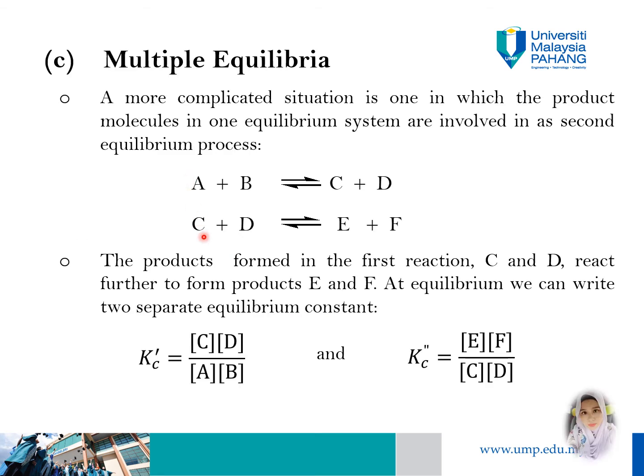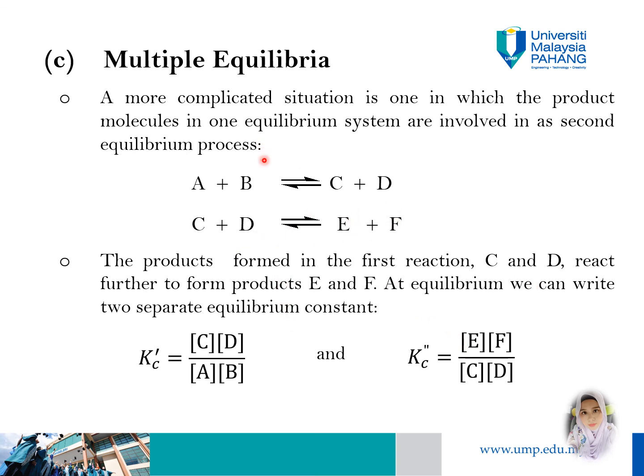Multiple equilibria is a more complicated situation, in which the products of one equilibrium system are involved in a second equilibrium process. For example, the reaction between A and B producing C and D, then C and D producing E and F, which is the products formed in the first reaction, C and D, react further to form products E and F.